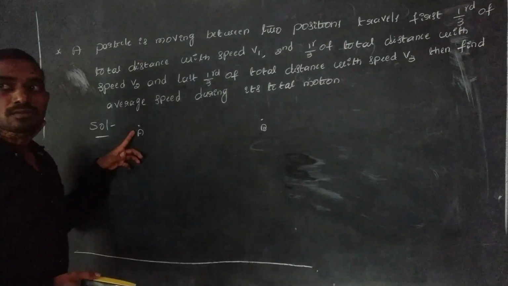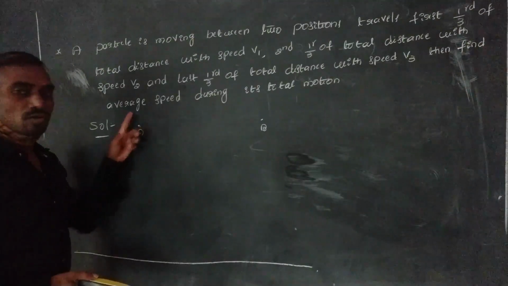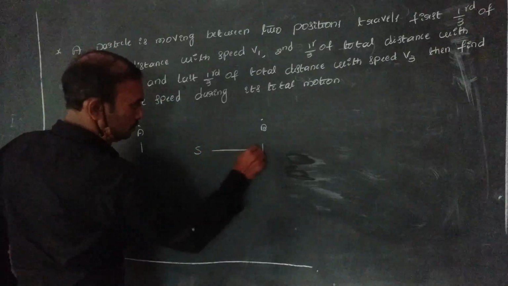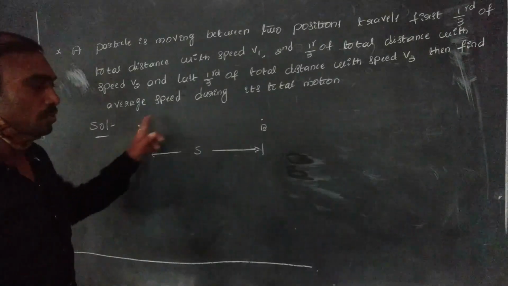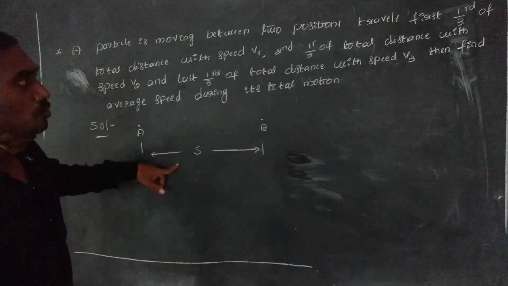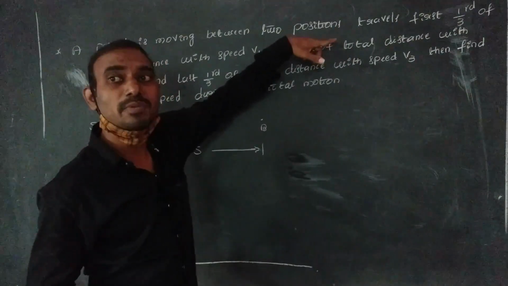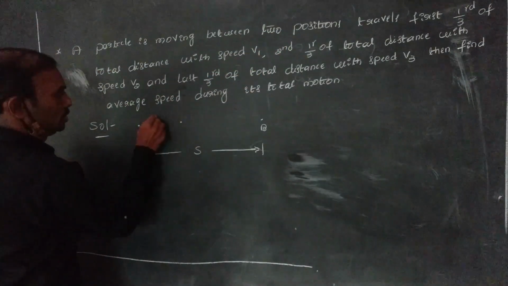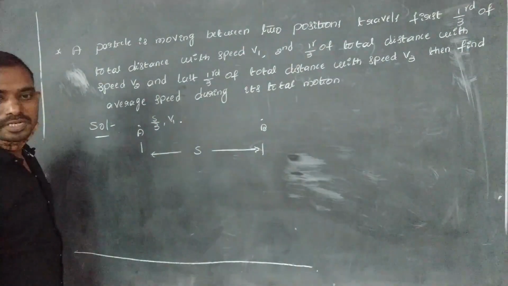Okay, so these are the two positions A and B, and the particle is moving from A to B. Suppose S is the total distance between the two positions A and B. In the total distance, the first one third means S by 3. S by 3 distance is traveled with speed V1.